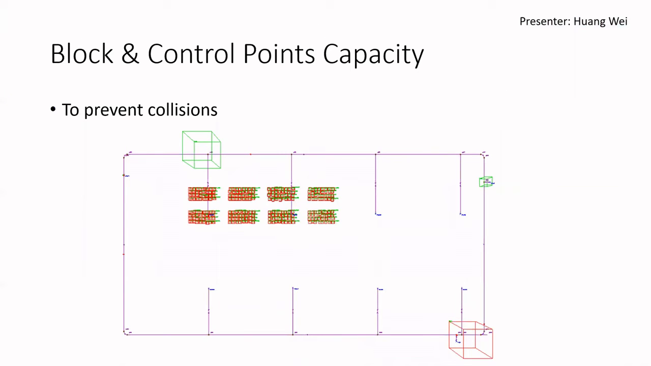To prevent collisions of vehicles, locks are placed in junctions in the model. Control point capacity is also set to 1 for load drop 1 to load drop 8.